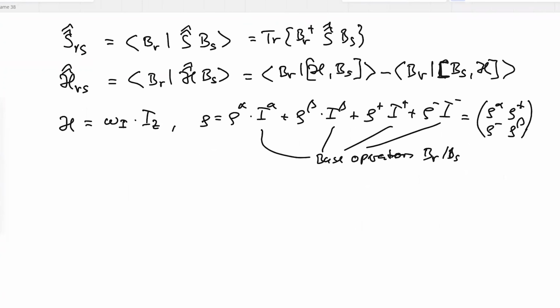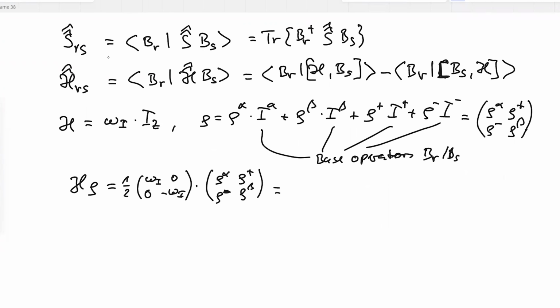So first we calculate H times rho, and that's simply 1/2 omega_I, minus omega_I, 0, 0, times rho alpha, rho beta, rho plus, rho minus.